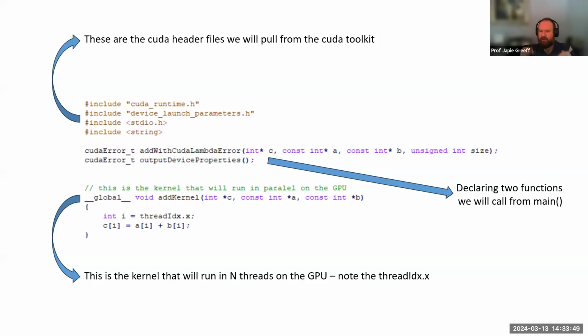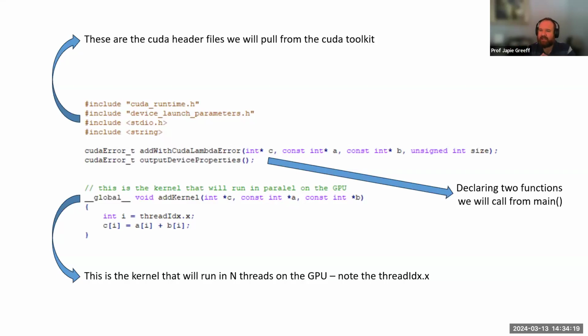But what we want to include specifically is the runtime. So the CUDA runtime, which allows us to hit the library. We want to get the launch parameters of the device. And then standard IO and string are just standard libraries that we will use in our C++ program. Next, I'm going to declare the two functions that we specified. So I've got add with CUDA with a lambda error. I'll explain what that is in a moment.